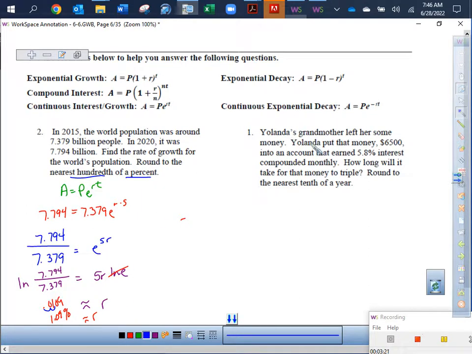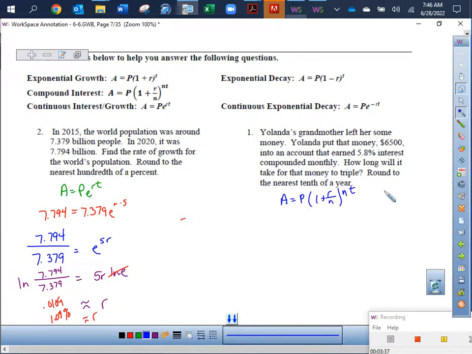Speaking of tricky, let's try this one about Yolanda's grandma. She left her some money. Nice. Yolanda put that money, which was $6,500, into an account that earned this much interest compounded monthly. How long will it take for that money to triple?